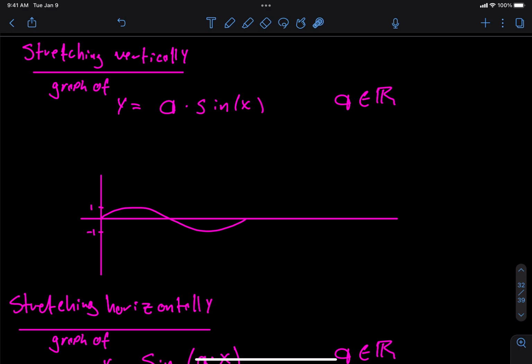Okay, so let's take a look at how we stretch vertically. Well, of course, vertical stretch is going to have the same type of thing. If we multiply by a number a, we're going to have either a vertical stretch or a vertical shrink. If a is bigger than 1 in absolute value, it's going to be a stretch. If a is less than 1 in absolute value, it's going to be a shrink or a compression, however you want to say it.